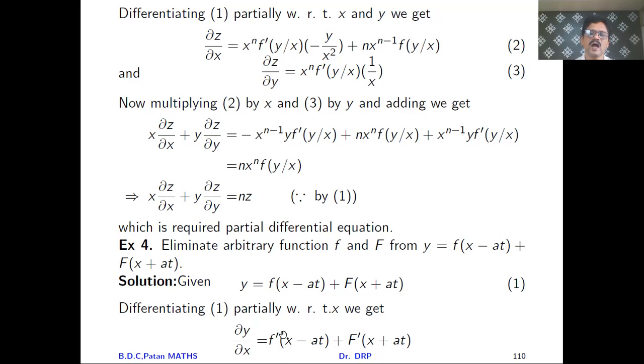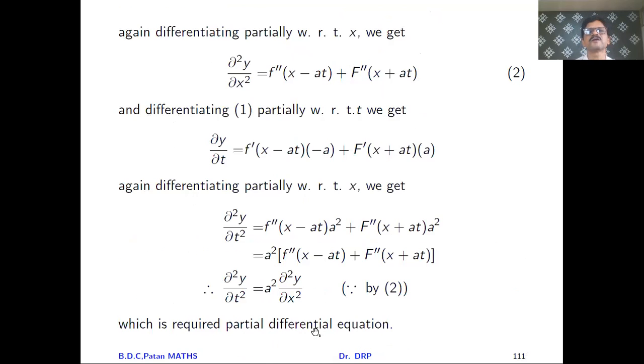Now what you have to do? Again you differentiate this with respect to x. So if you again differentiate it with respect to x, it gives what?